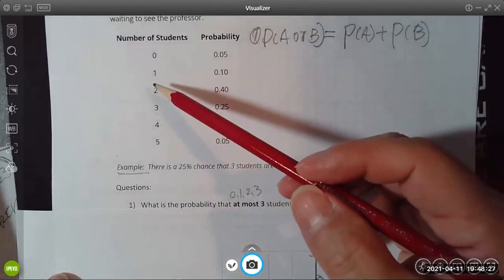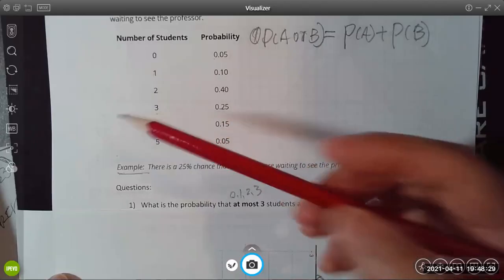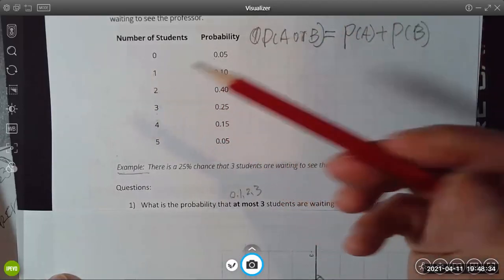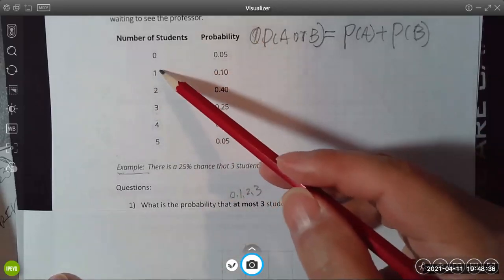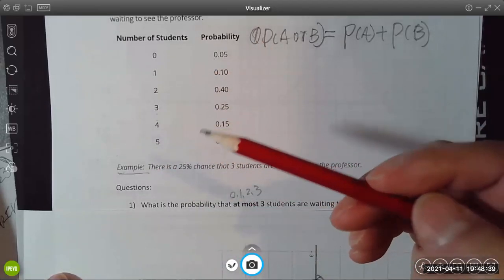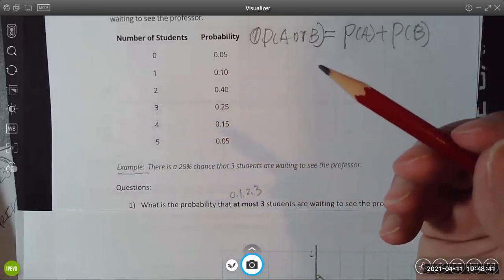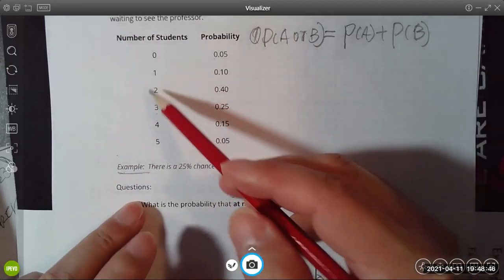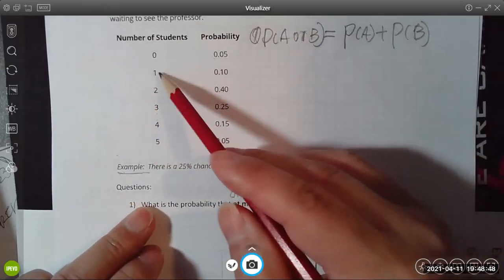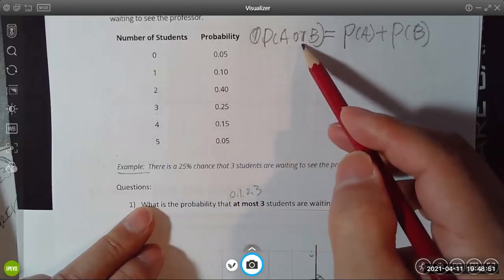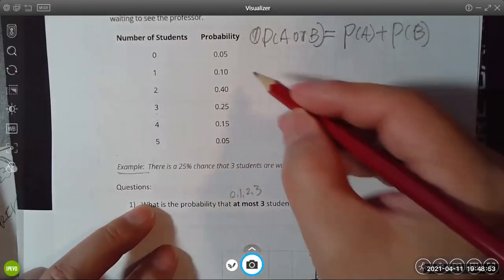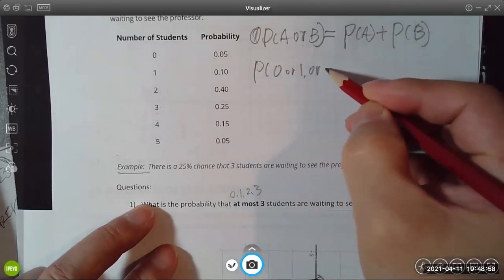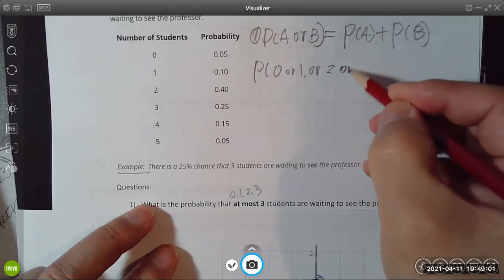No matter how many students show up on a given day at the moment when the professor sees them, there's only one number, either 0 or 1 or 2 or 3 or 4 or 5. You cannot have 2 numbers show up at the same time. That's just insane. It's not on Earth, right? So these numbers are not going to happen at the same time. So they are exclusive events, and we do OR. In other words, we just need to add them together. We are doing the probability of getting 0 or 1 or 2 or 3.